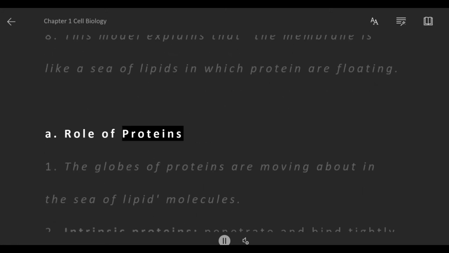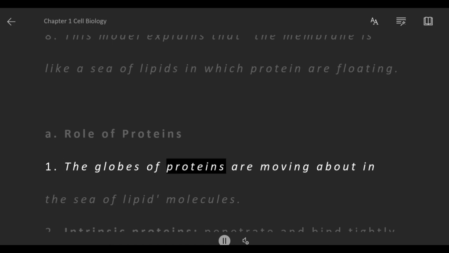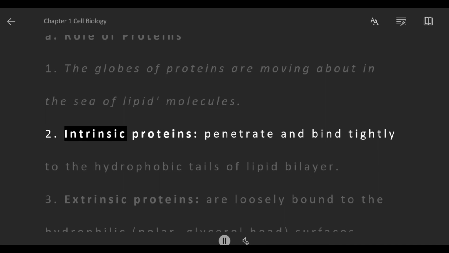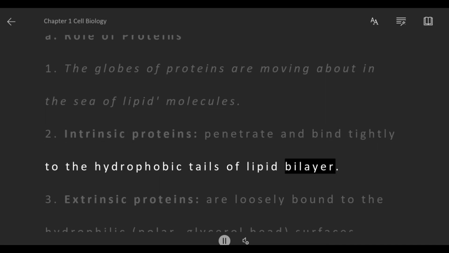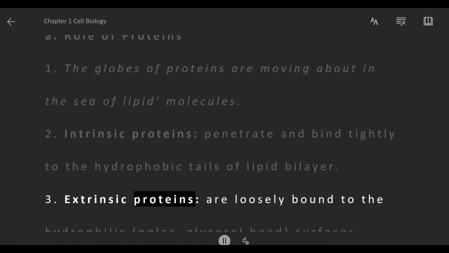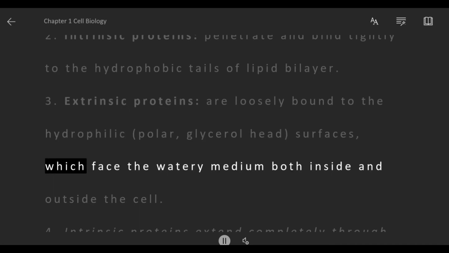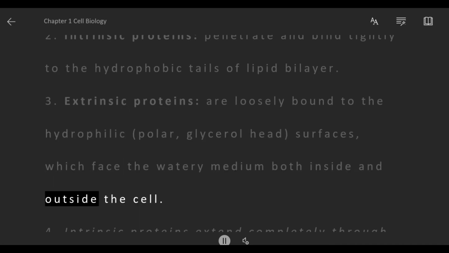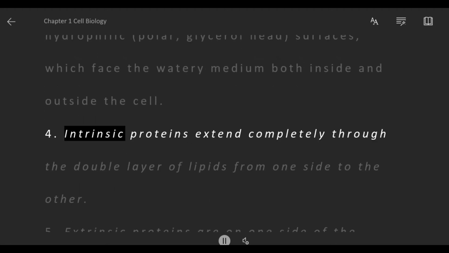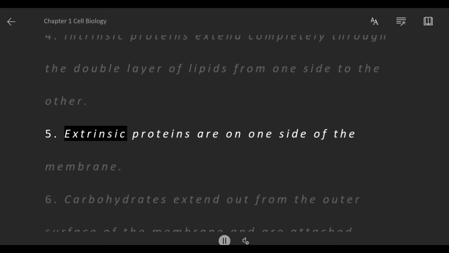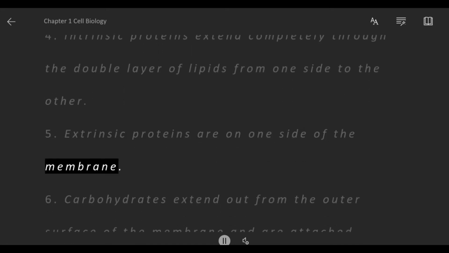A. Role of proteins. 1. The globules of proteins are moving about in the sea of lipid molecules. 2. Intrinsic proteins penetrate and bind tightly to the hydrophobic tails of the lipid bilayer. 3. Extrinsic proteins are loosely bound to the hydrophilic, polar, glycerol head surfaces, which face the watery medium both inside and outside the cell. 4. Intrinsic proteins extend completely through the double layer of lipids from one side to the other. 5. Extrinsic proteins are on one side of the membrane.